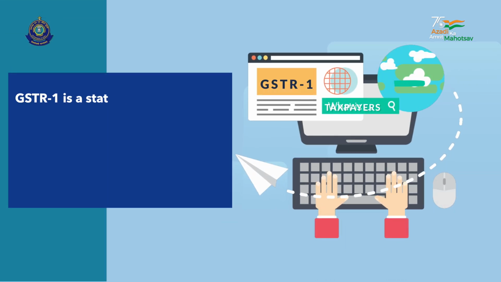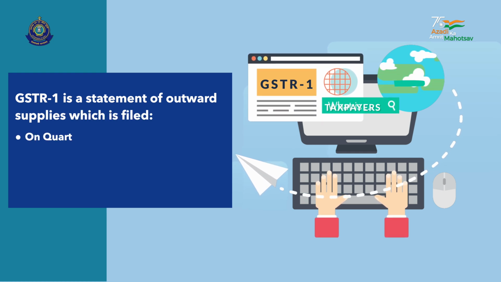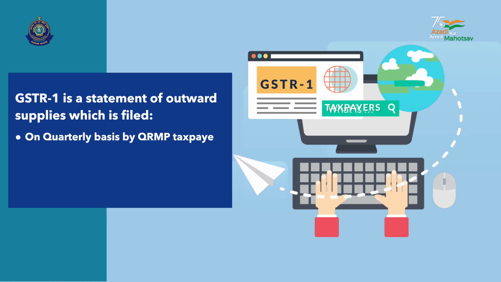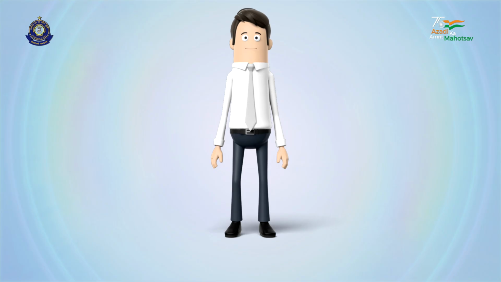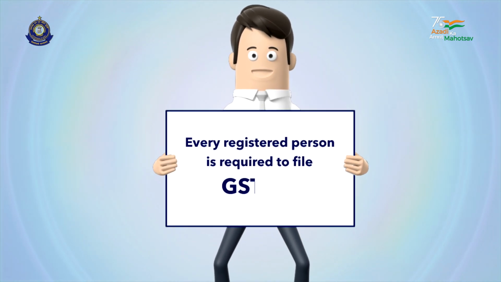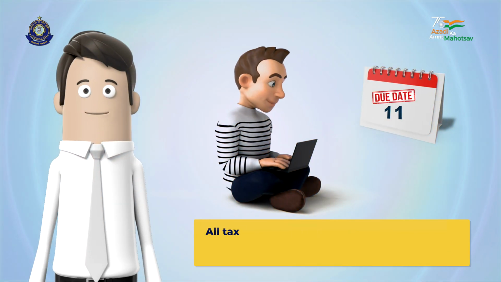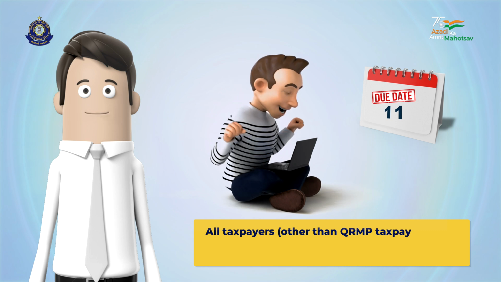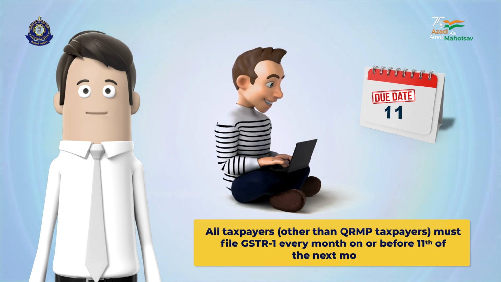GSTR1 is a statement of outward supplies made by the taxpayers which is filed on quarterly basis by QRMP taxpayers, on monthly basis by other taxpayers. Every registered person is required to file GSTR1 whether there are any supplies during the period or not. All taxpayers other than QRMP taxpayers must file GSTR1 every month on or before 11th of the month.